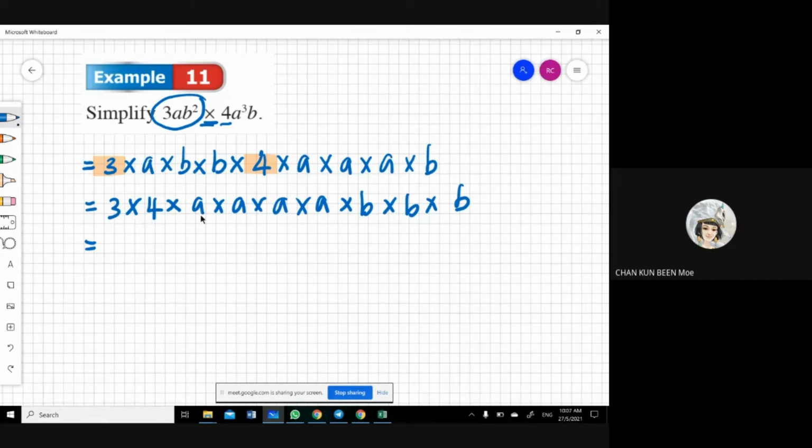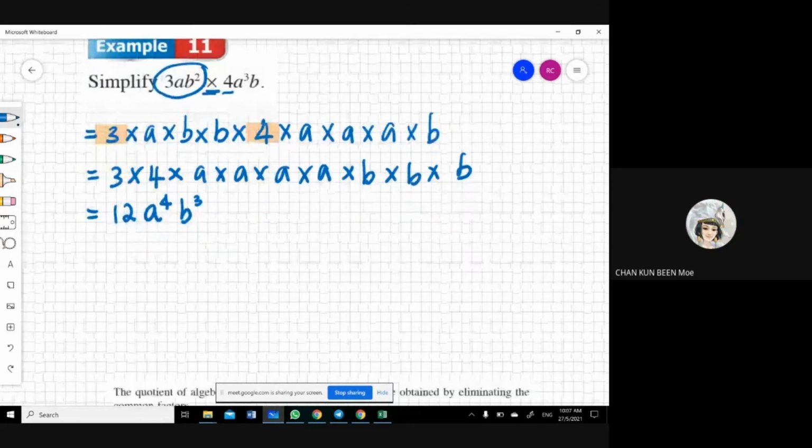Lastly, then I can get my answer already by multiplying to get the value. 3 times 4, the answer is 12. Yes. Then you see a. So we simplify it, it becomes a to the power of 4. How many b we have? 3. So it is b cubed. So it's done already. Are you okay? Yes. All right. Okay, then we move on.